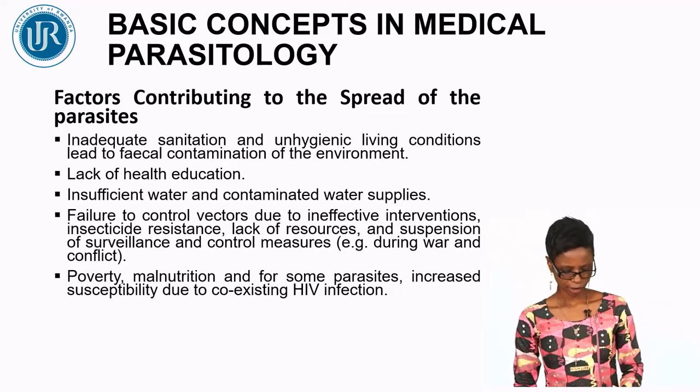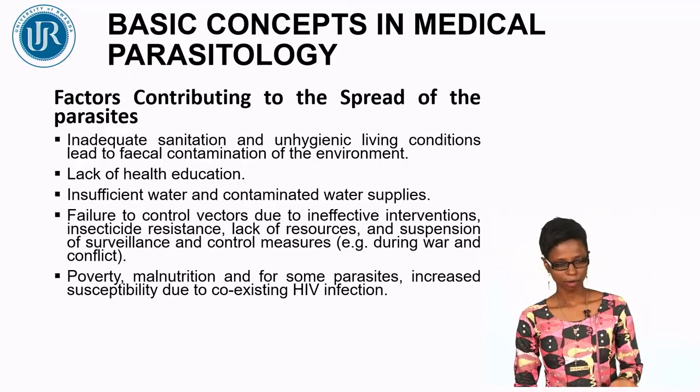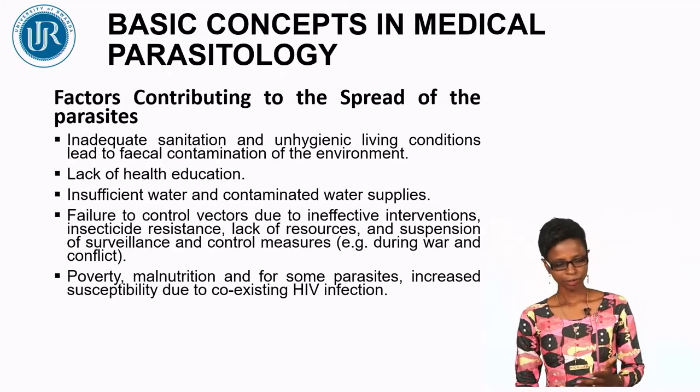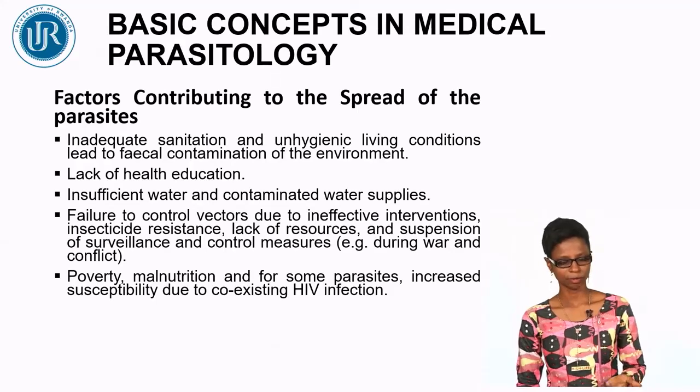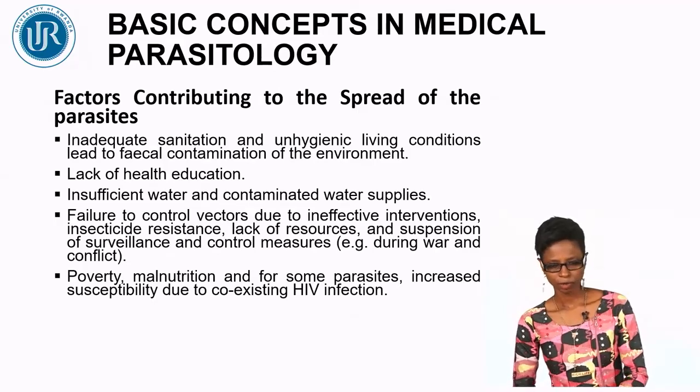First of all, you have inadequate sanitation or unhygienic living conditions. You also have lack of health education, meaning the population does not know the preventive measures or the mode of transmission of those parasites, which makes it easier for them to spread from one person to another. Insufficient water and contaminated water supply also spread the parasite from one person to another. Then there is the failure to control vectors, due to ineffective intervention.